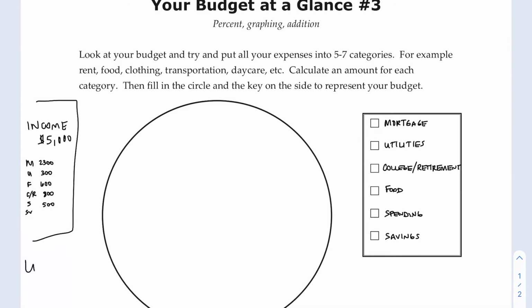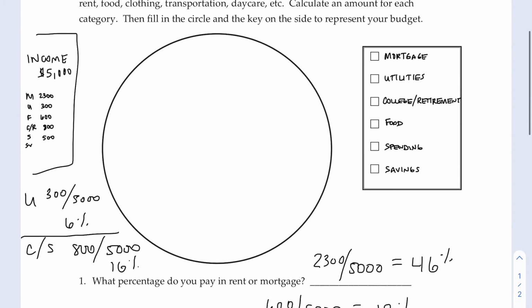So my utilities, okay, I'll abbreviate that U is 300 divided by 5,000. And utilities makes up, let's see here, what is that? About 6% of my budget. So 0.06, so 6%. Okay, and then what I forget here, I already did food, college and savings. Okay, $800 out of 5,000 a month. It tells me that I'm saving about 16% of my monthly income for those items.